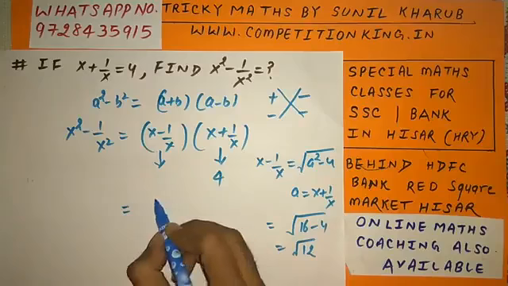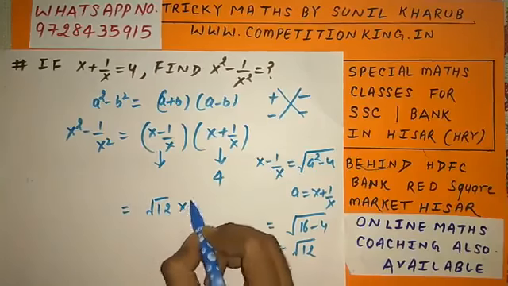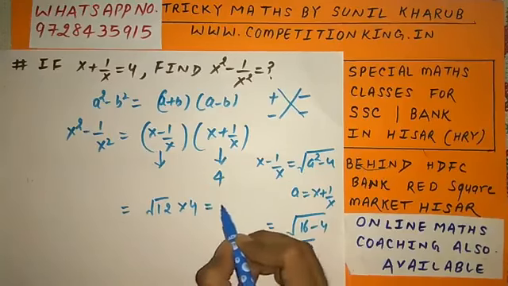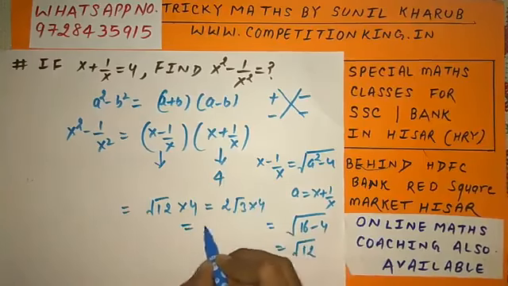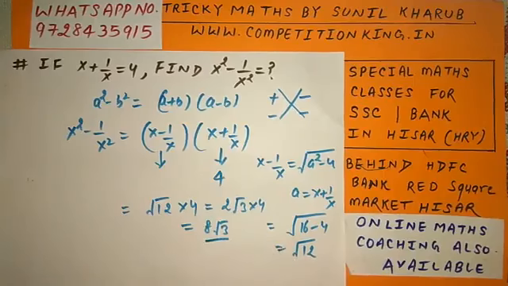Okay, so plug in here root 12 into 4, or I can write it as 2 root 3 multiplied by 4. The answer is 8 root 3.